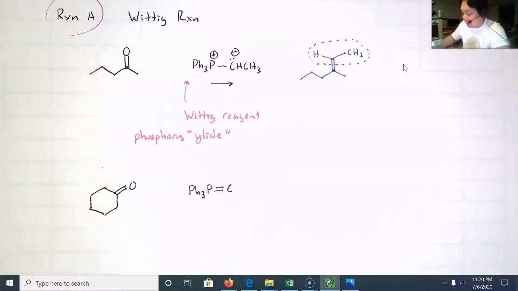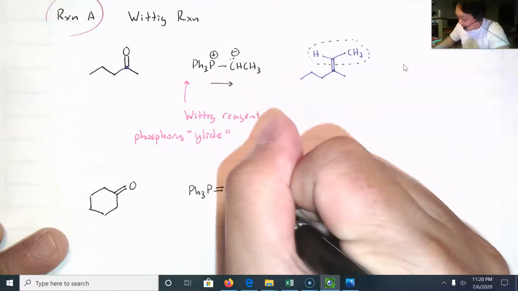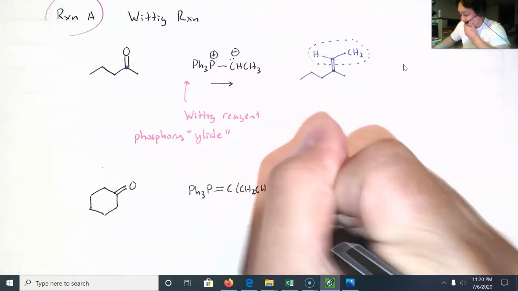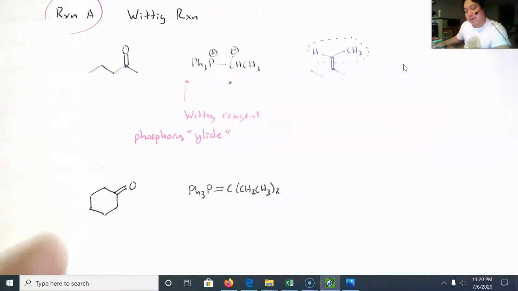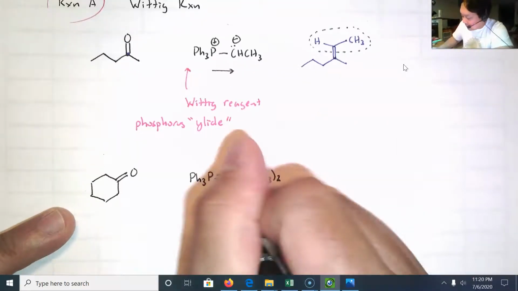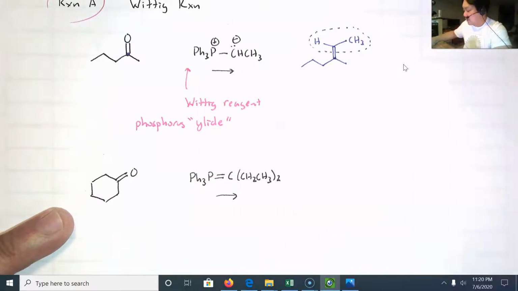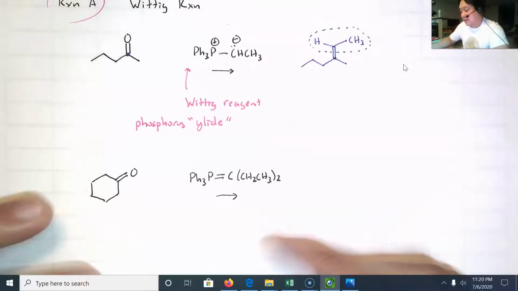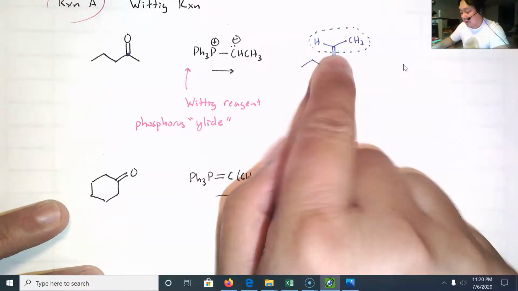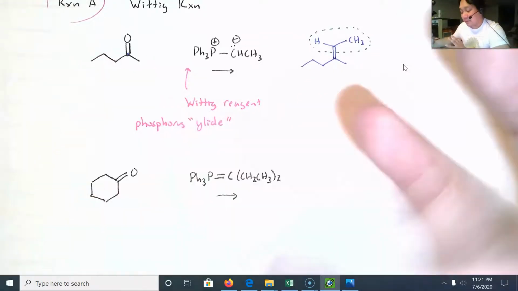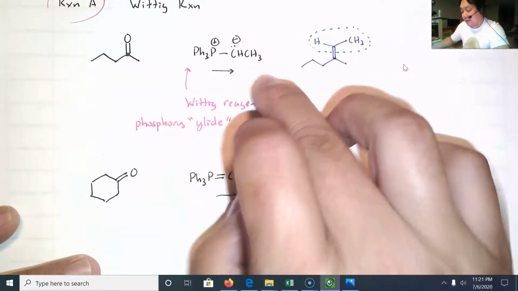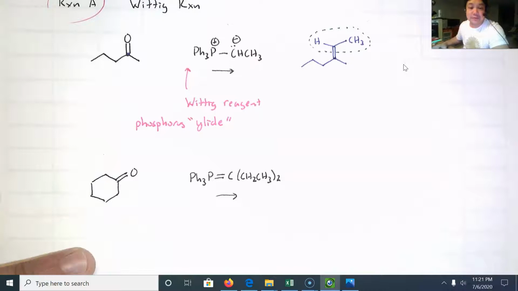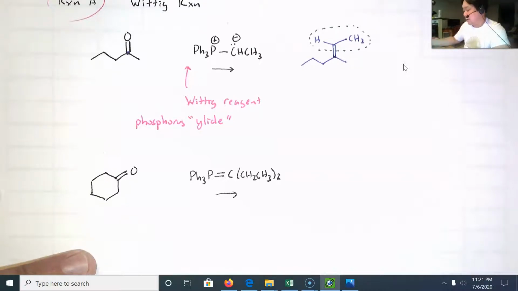And what groups do I want to give us? Let me try this one. Do you see what that might possibly give us? If you want to give it a shot, go ahead and pause the video and draw the product here. Use this as a template. Think about what we added, what we replaced. Don't worry about the mechanism, but try to use this as a template and see if you could fit what you know to these two starting materials. Pause the video.